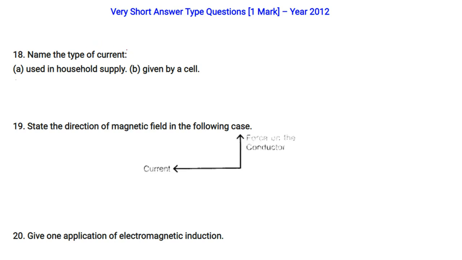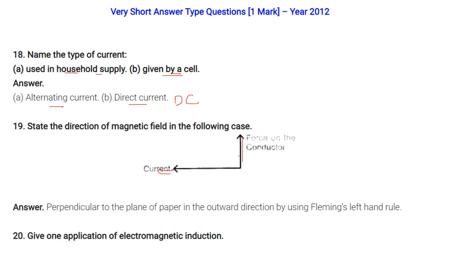Name the type of current used in household supply and the type given by a cell. Alternating current is used in household supply, while a cell gives direct current, DC we call it. State the direction of magnetic field in the following case. This is current and this is force on the conductor. So it is perpendicular to the plane of the paper in the outward direction, which you can find using Fleming's left hand rule. Given an application of electromagnetic induction, you can name many. The phenomenon is used in the electric generator.